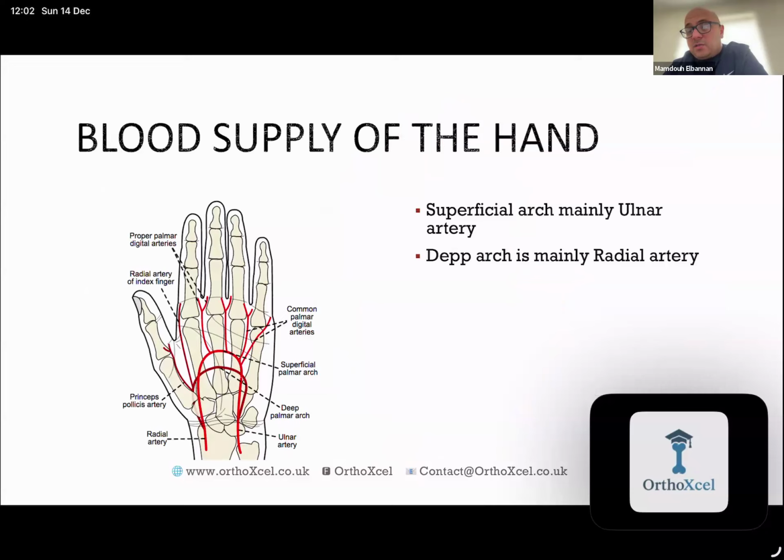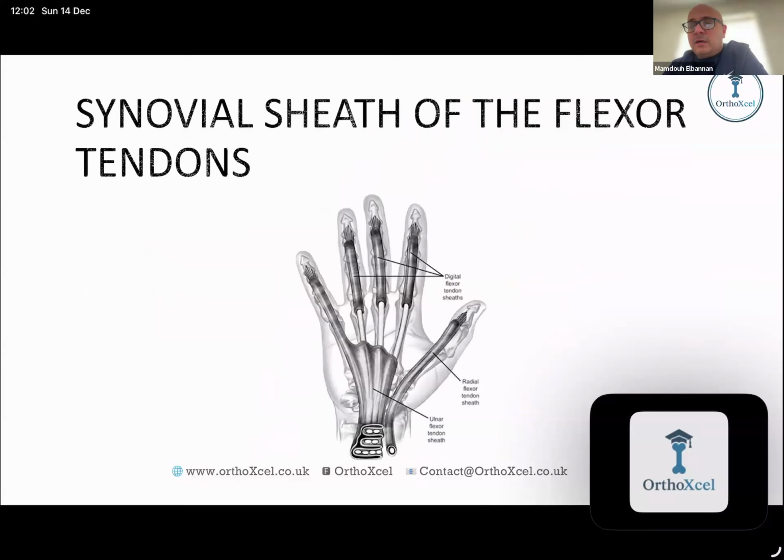The blood supply, superficial and deep branches. As we said, the superficial is mainly ulnar and the deep is mainly radial. Now, this is what I need to speak about: the synovial sheath around the flexor tendons. The synovial sheath is separate in the index, middle, and ring fingers, mainly located around the flexor tendons. In the little finger and the thumb, they can extend up to the wrist, and they can cause what's named a horseshoe lesion, because they are linked together.